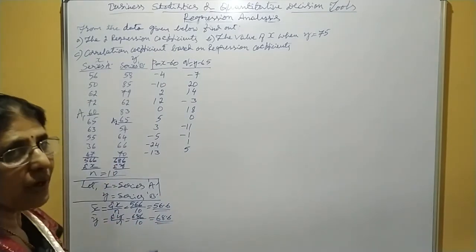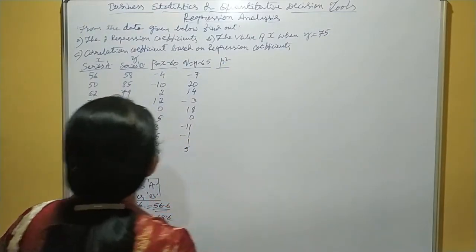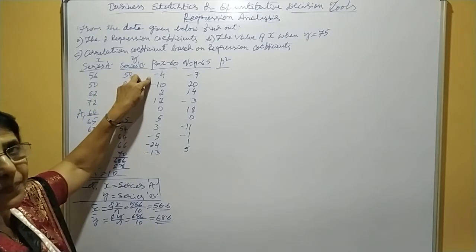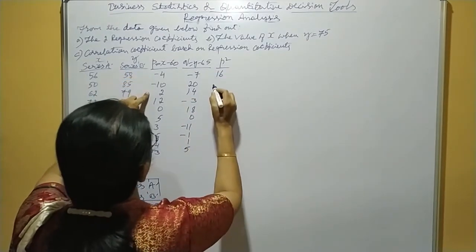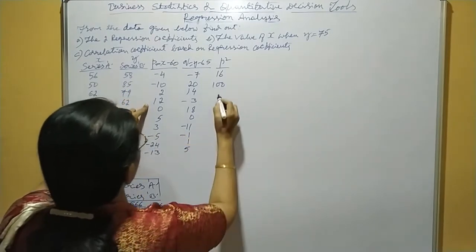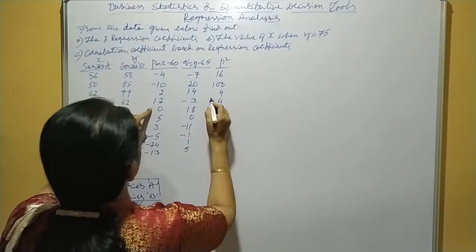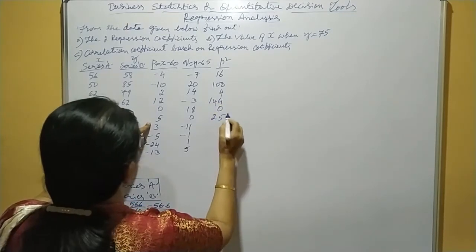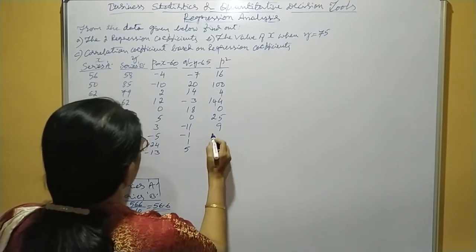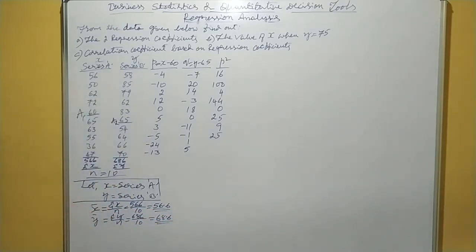Now you have to take next P square. P square means P into P, isn't it? Minus 4 into minus 4, minus 10 into minus 10, 2 into 2, 12 into 12, 144, 0 into 0, 5 into 5, 3 into 3, minus 5 into minus 5, then 24 into 24.